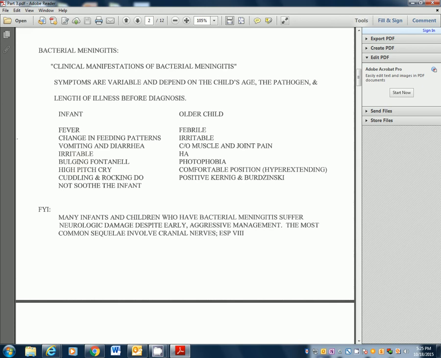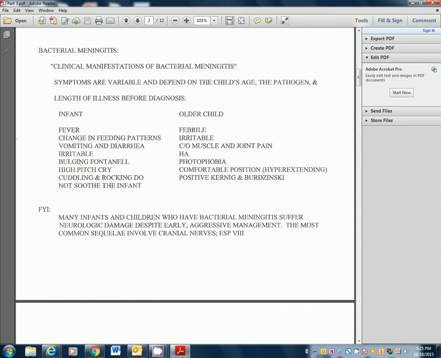With the older child, you may see nausea and vomiting as well, fever, irritability, joint pain, headache. Photophobia may be present, and they have a hard time getting into a comfortable position. Positive Kernig and Brudzinski signs. If you don't remember what those are, you need to look those over again because we've already been over those. But look those over if you don't know. They will be on the test.